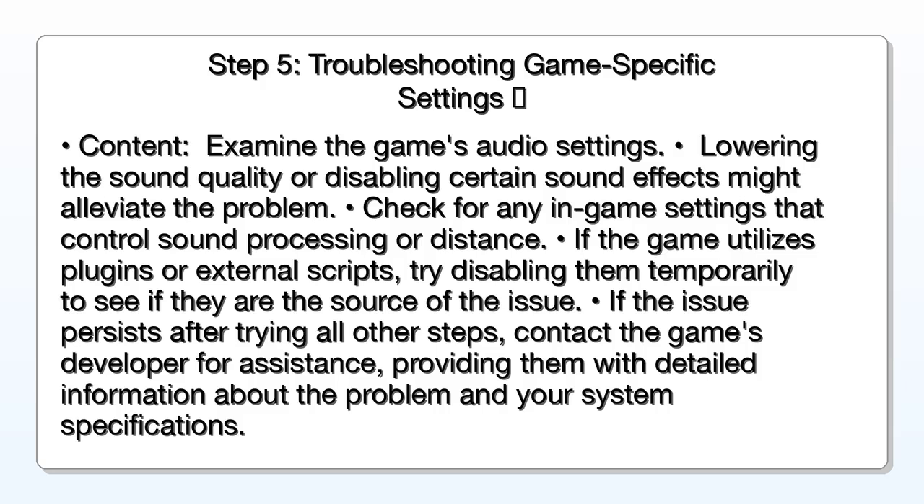Step five: troubleshooting game-specific settings. Examine the game's audio settings. Lowering the sound quality or disabling certain sound effects might alleviate the problem. Check for any in-game settings that control sound processing or distance. If the game utilizes plugins or external scripts, try disabling them temporarily to see if they are the source of the issue. If the issue persists after trying all other steps, contact the game's developer for assistance, providing them with detailed information about the problem and your system specifications.